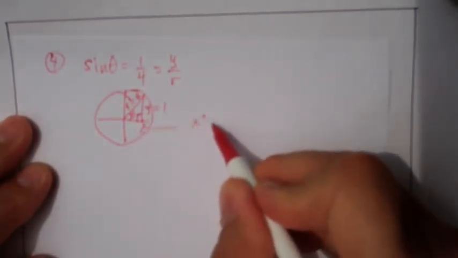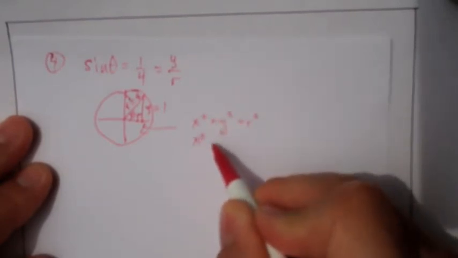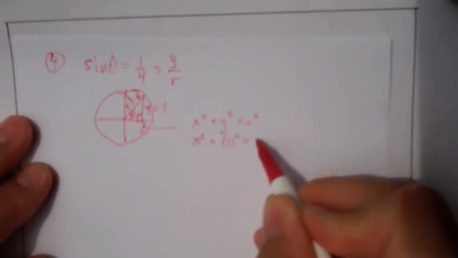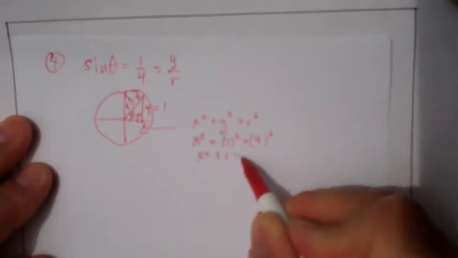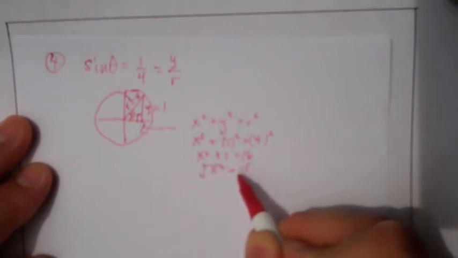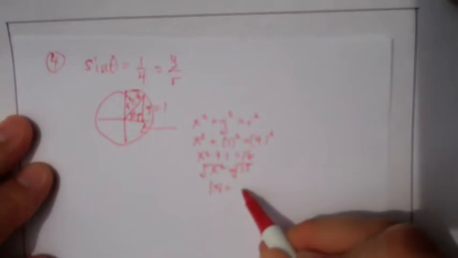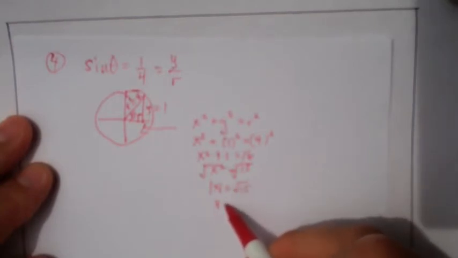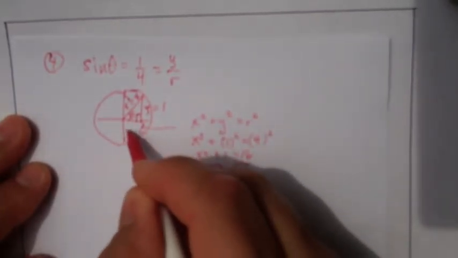Since I know that x squared plus y squared equals r squared, I can say that x squared plus 1 squared equals 4 squared. So x squared plus 1 equals 16, and x squared equals 15. Take the square root of both sides. Technically, the absolute value of x is square root of 15, and so x is plus or minus square root of 15. But here we're in quadrant 1, so we know we take the positive. So here we have x equals square root of 15.